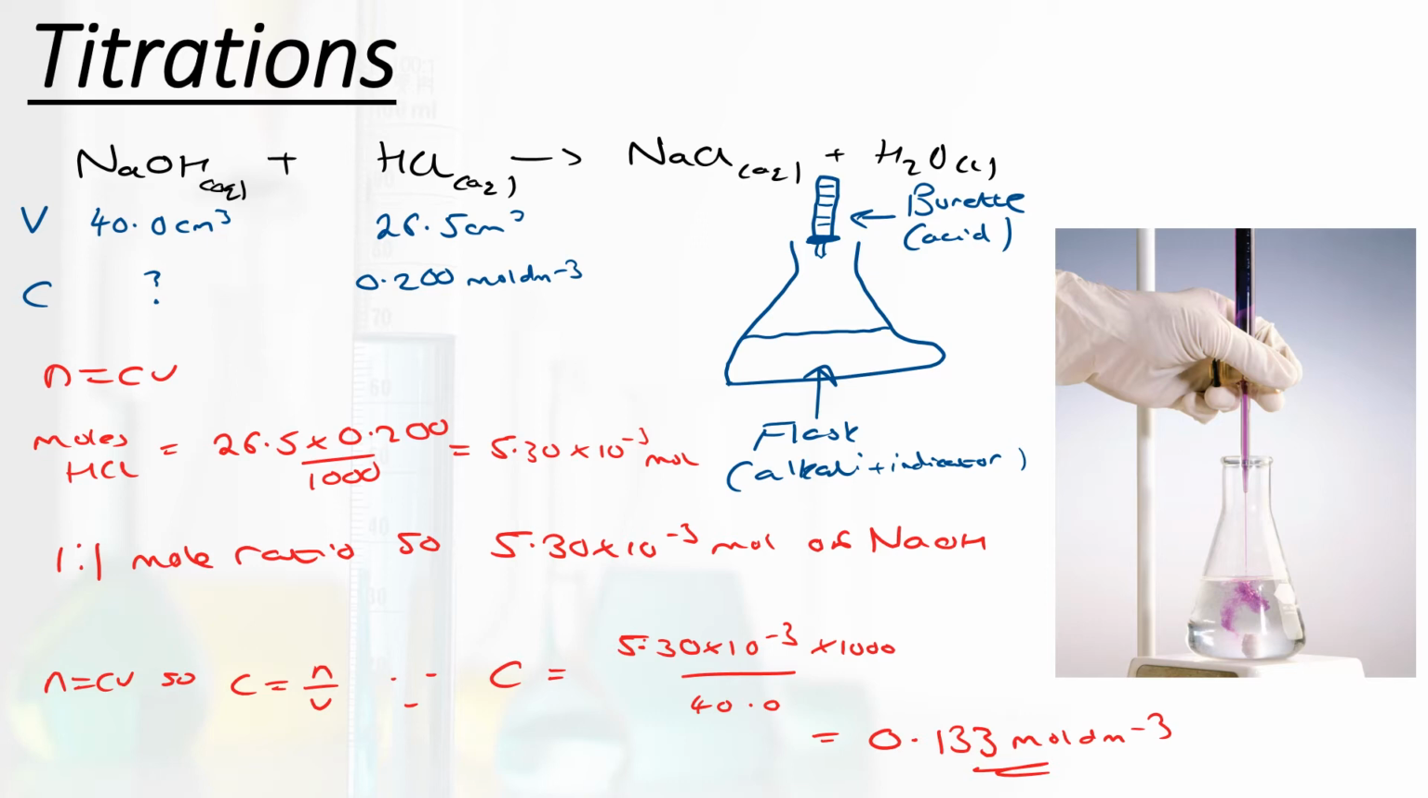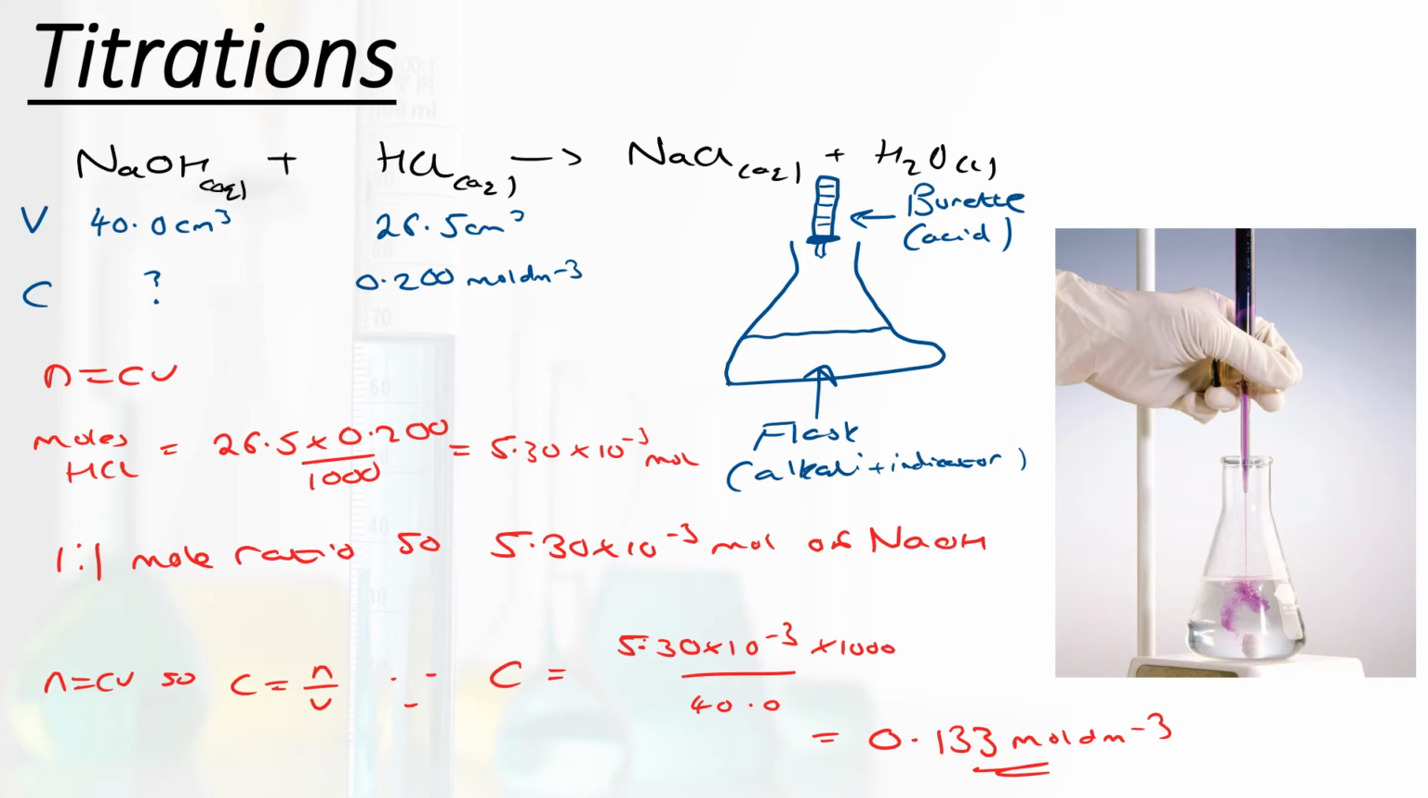This is normally phenolphthalein. And we would see this colourless to pink change when we hit the neutralisation point, when just enough base has been added or just enough acid has been added to neutralise, or vice versa. So we're told that 26.5 centimetres cubed of the HCl is enough to neutralise the sodium hydroxide. And we're asked to find what is the concentration of that sodium hydroxide solution.